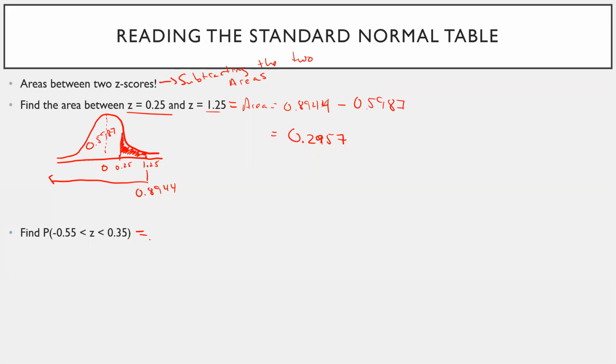All right, let's just do this last one. So I want to find the probability of z is between negative 0.55 and 0.35. So you're centered at 0. 0.35 is over here. Minus 0.55 is down here. And I want to find this area between them. All right, so you're going to look up the higher z-score first. Okay, so you're going to look up this 0.35.